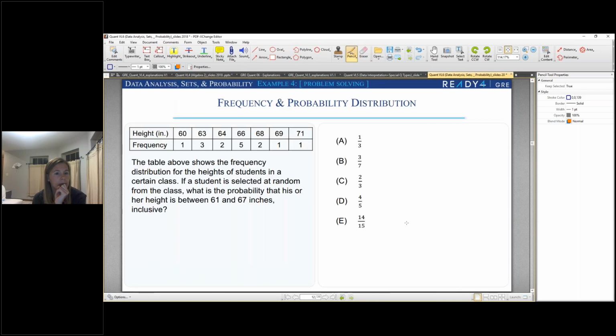let us do this one. The table above shows the frequency distribution for the heights of students in a certain class. If a student is selected at random from the class, what's the probability that his or her height is between 61 and 67 inches inclusive? Okay, so for those of you who were there this weekend, you can remember that probability is desired outcomes over total outcomes. So what we're concerned with here is how many total students there are, and then how many of those are within the desired range. Okay, so take a minute with this one and see what you come up with.